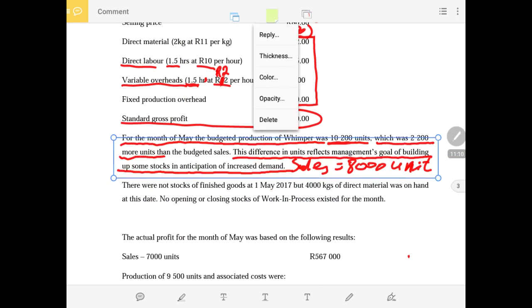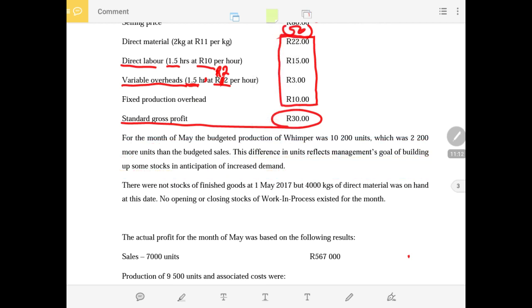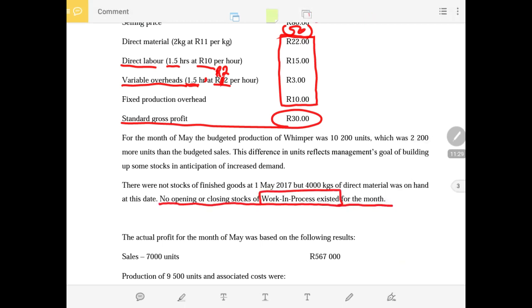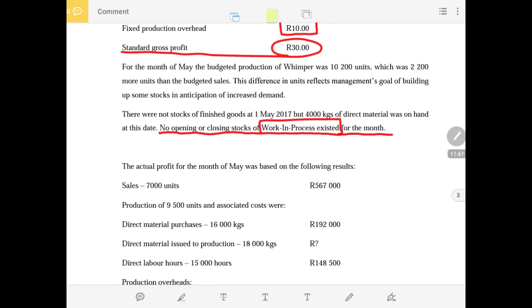Then now it says in the next paragraph that there was no opening or closing work in process for the month. So now there was no opening and no closing of inventory that was in process. Remember, in the production scenario, we have inventory of raw material, we have inventory of work in process, and we have inventory of finished goods. There are three types of inventory that we can have. But in this case, they say the inventory of work in process is not there in the month that we are dealing with. That means at least one less calculation.